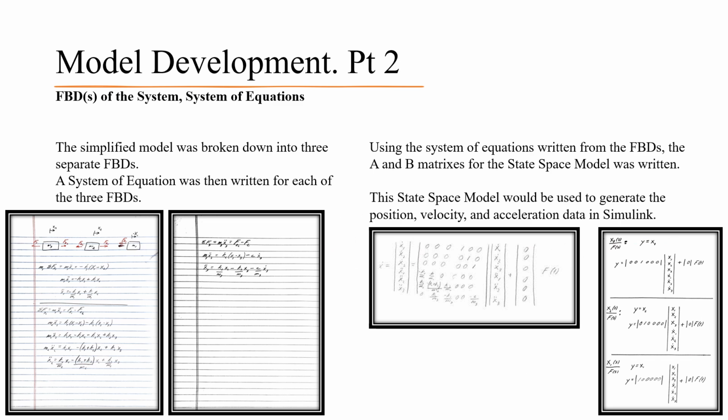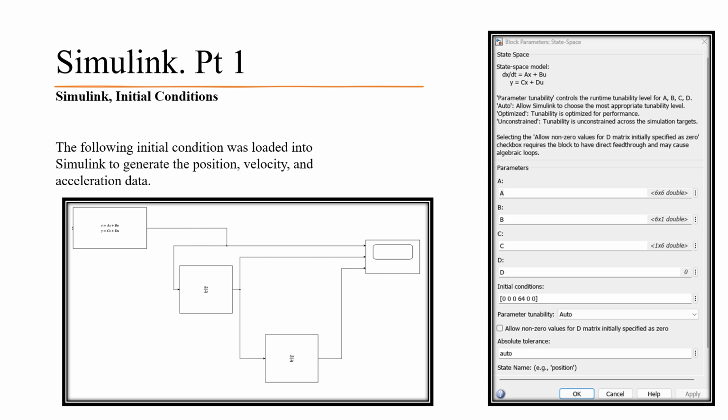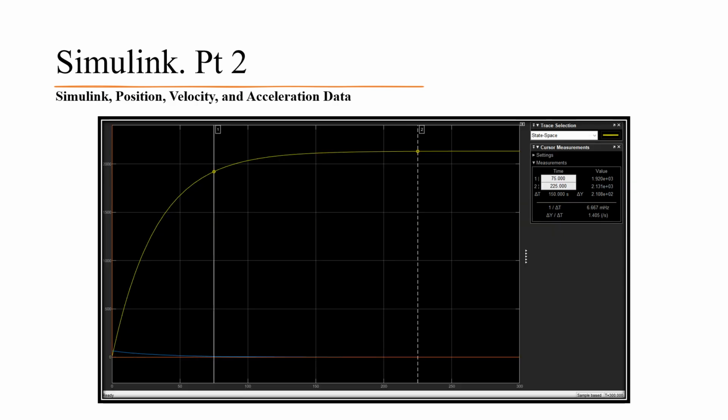The simplified model was broken down into 3 separate free body diagrams. These free body diagrams were used to write the state space models, and those state space models would be used to generate position, velocity, and acceleration data using Simulink. In Simulink, our initial conditions were plugged in, and our graphical data was generated. Here, we may easily view the position, velocity, and acceleration data that was just generated by Simulink.